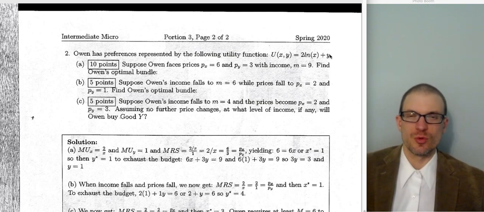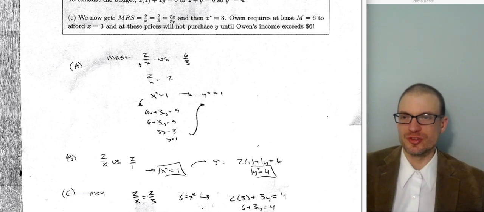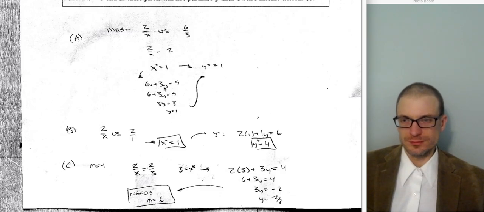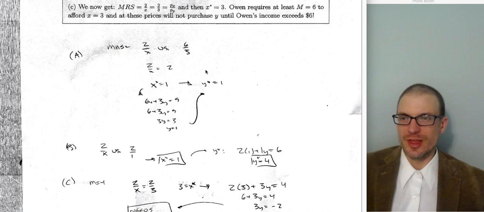The partial with respect to y is 1. So 2 over x over 1 is our MRS, which is just 2 over x. That equals 6 over 3, which is 2. So we find that Owen's demand for good X is going to be 1. And then to exhaust the budget, 6x plus 3y is equal to 9, or 6 plus 3y is 9. 3y is equal to 3, y is equal to 1. All right, so that's part A.